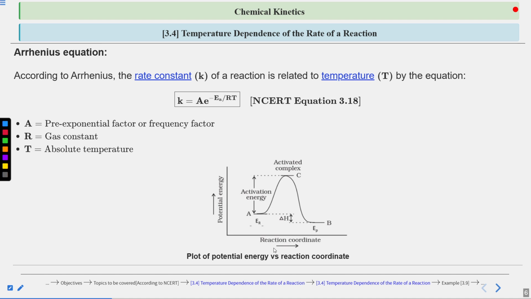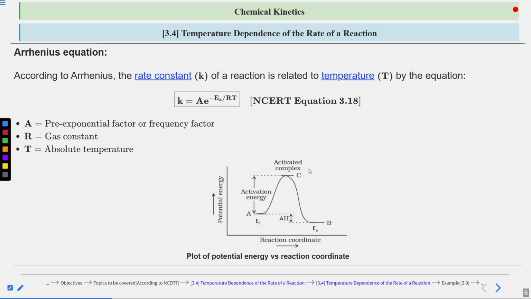This is a plot of potential energy versus the reaction coordinate, showing how the potential energy of a reaction changes with the reaction coordinate. Let's suppose at position A we have the energy of the reactants. When the potential energy increases with the reaction coordinate, it means the reaction is undergoing the process to become products, the reactant is becoming products.